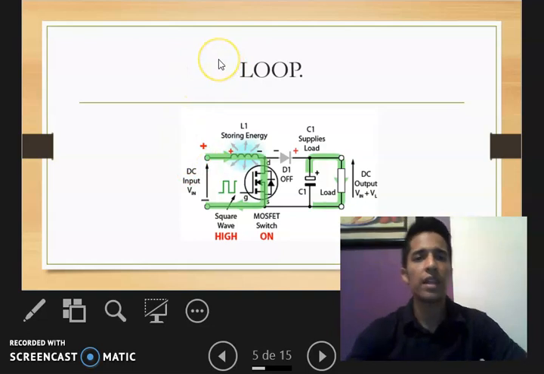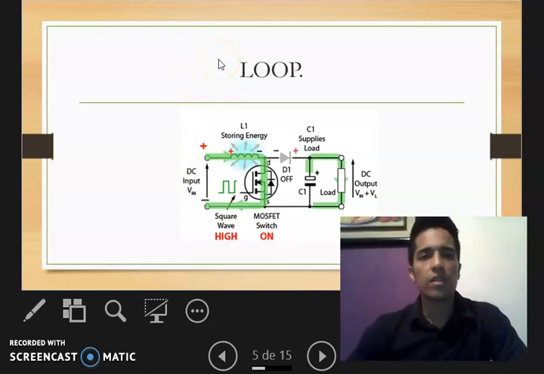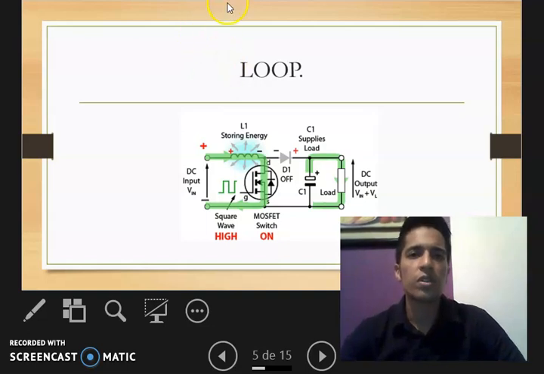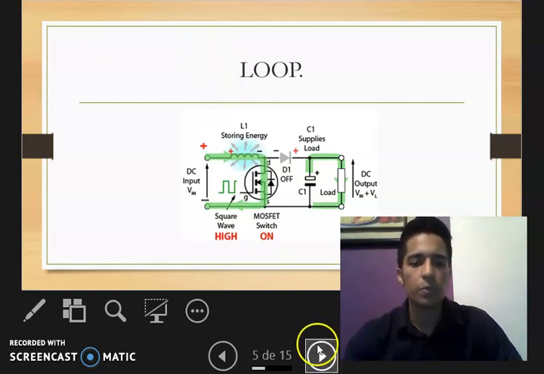The capacitor keeps the level of the voltage in the load. The capacitor opposes the changes in the average voltage, and that is the principal work of the capacitor in this circuit, as it becomes a load.